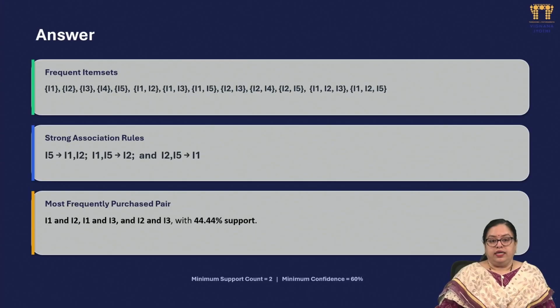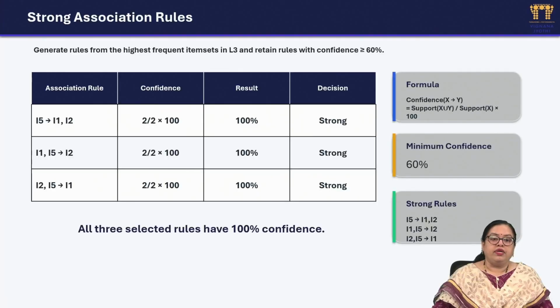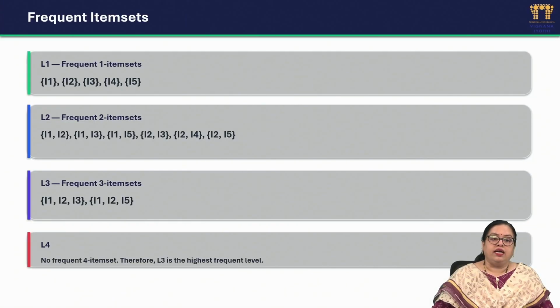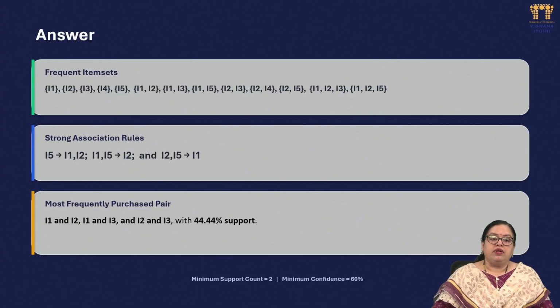Why? Because it is more than 44.44% support, which is 4. If we count it as it is 4, and from these frequent item sets, there are more combinations. Look here, it is in L2, there are more combinations: I1 I2, I1 I3, I1 I5, I2 I3, I2 I4, I2 I5. But here, among these, we are taking the three most frequently purchased.